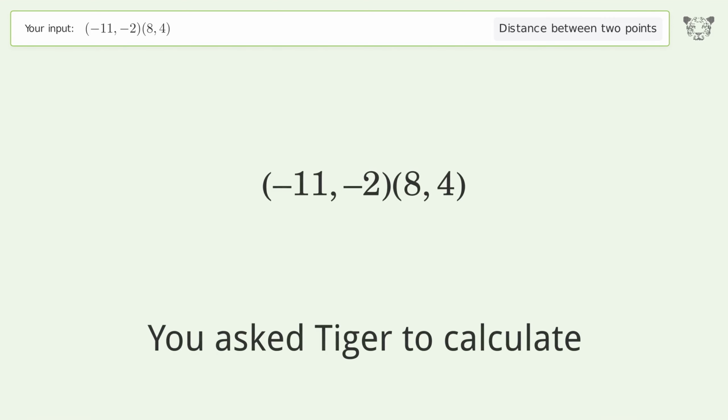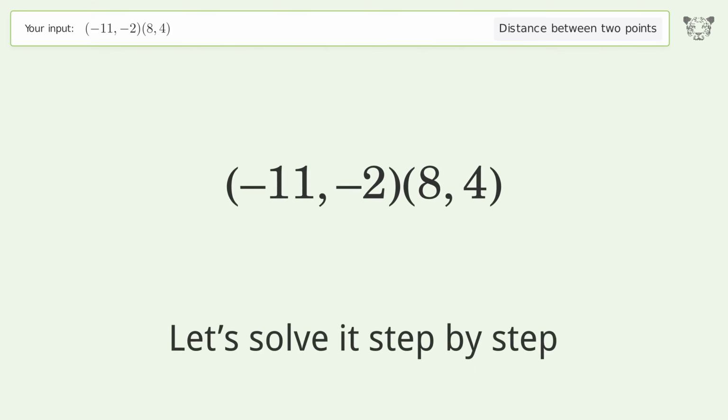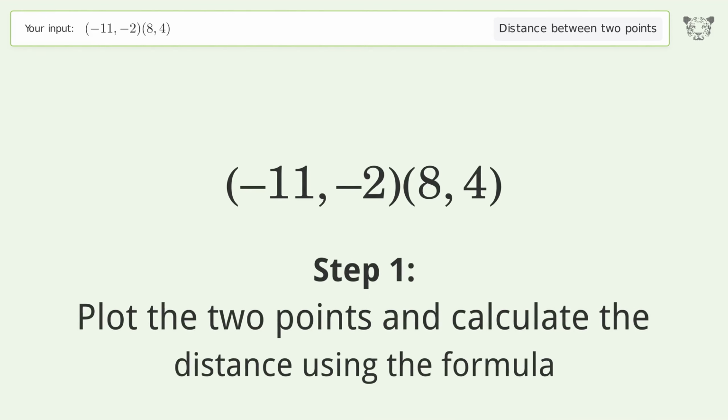You ask Tiger to calculate. This deals with the distance between 2 points. The distance between the 2 points is the square root of 397, or 19.925. Let's solve it step by step. Plot the 2 points and calculate the distance using the formula.